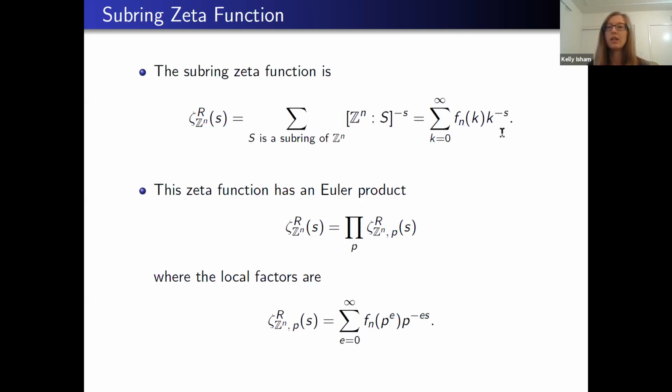This zeta function has an Euler product, and so the local factors are just now these sums over the coefficients where k is a prime power. So this again illustrates why it really suffices to study f_n(p^e).